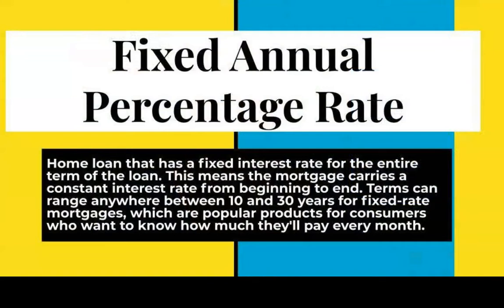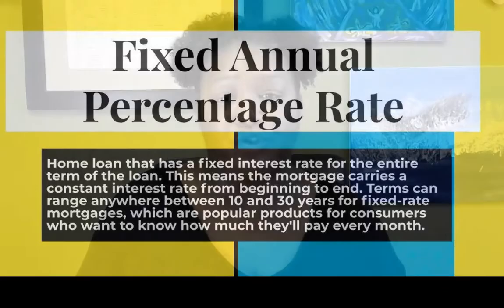So I picked this definition from Investopedia for that reason, and it goes like this. The term fixed rate mortgage refers to a home loan that has a fixed interest rate for the entire term of the loan. This means that the mortgage carries a constant interest rate from beginning to end. Terms on these types of loans can range anywhere from 10 years to 30 years, and that is very popular for consumers who want to know how much they'll pay every month.